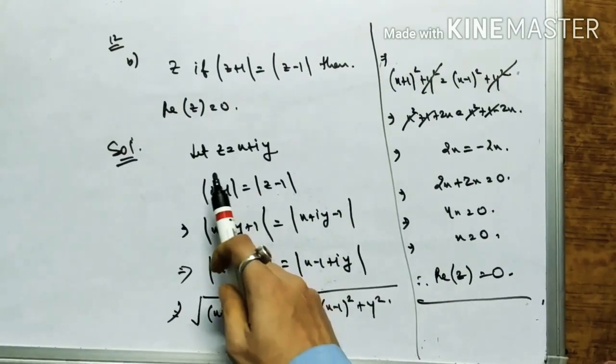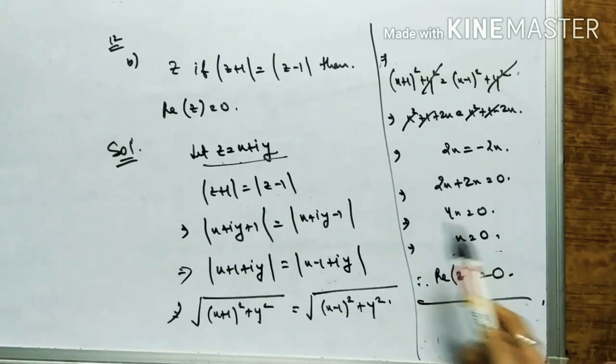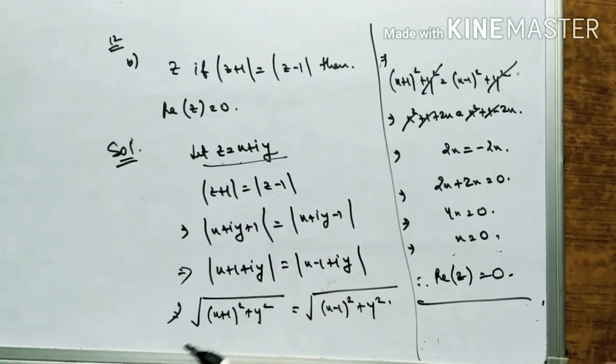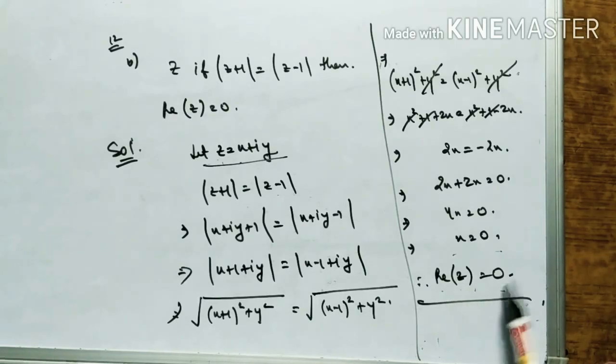Our complex number was z equal to x plus iy, and the x value is 0. That means z is a pure imaginary number. So therefore I can say that Re z is 0; the real part is 0. This is 12 part B.